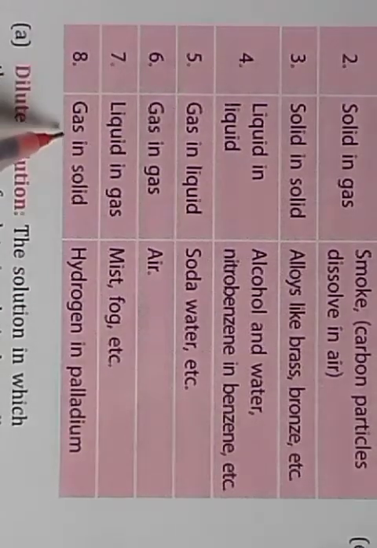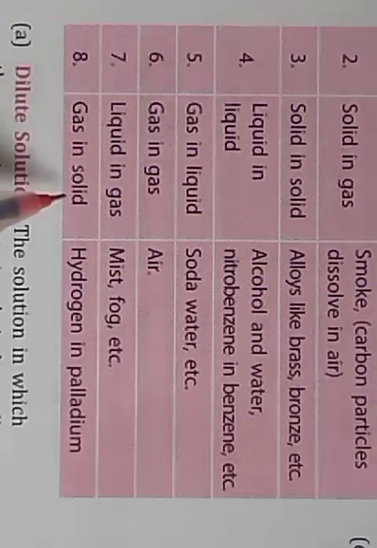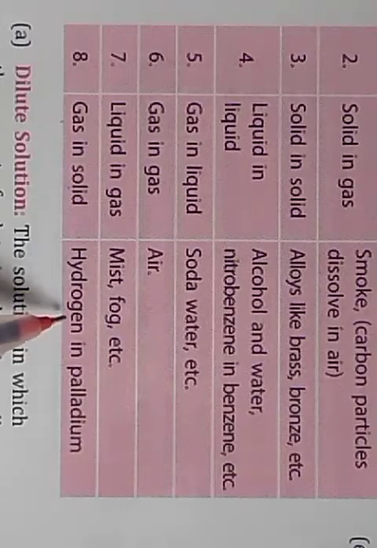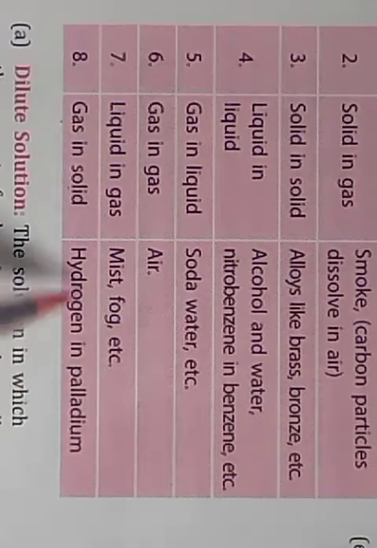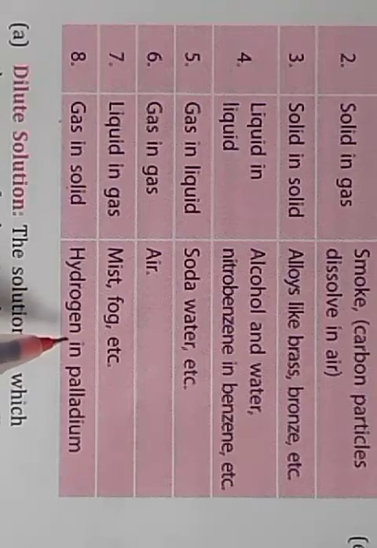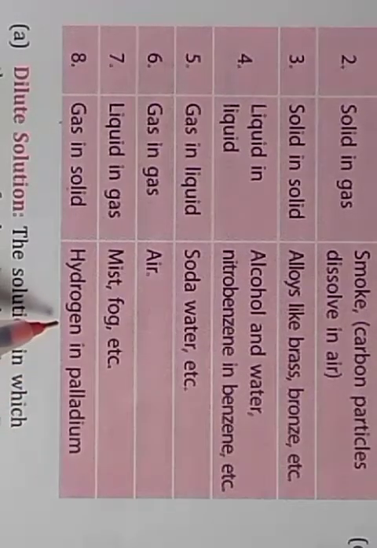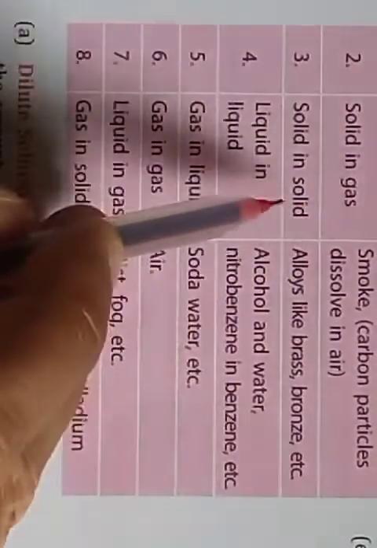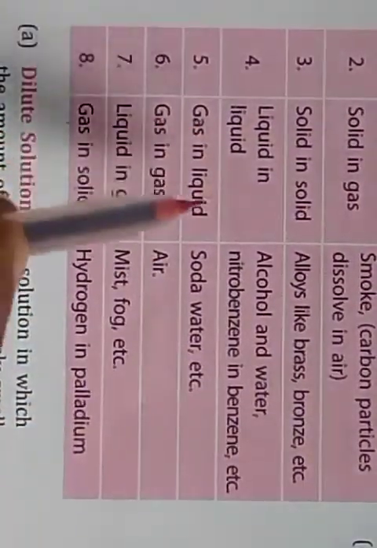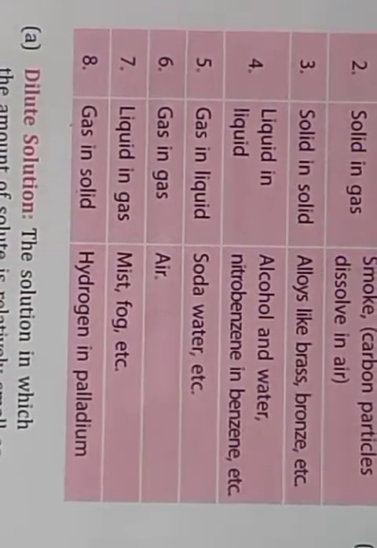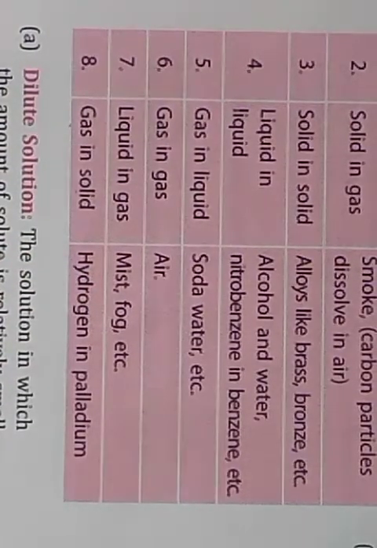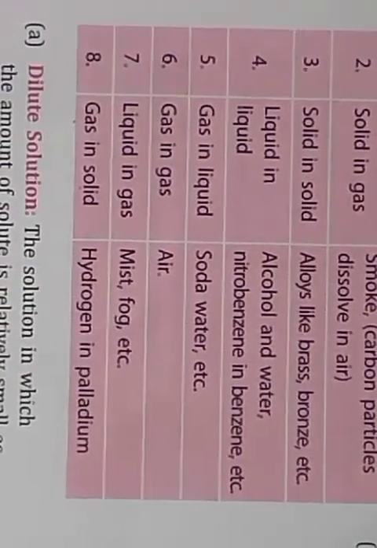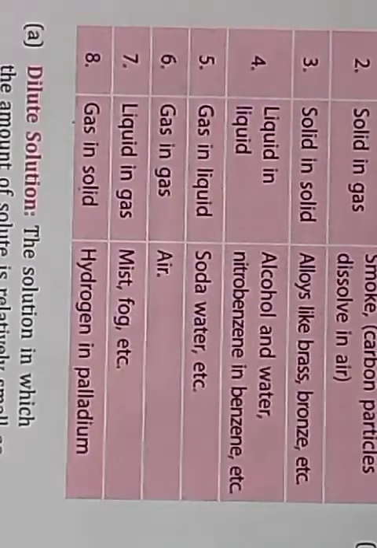Now the next type, gas in solids. When gas dissolves in solid, gas is a solute and solid is a solvent, such as hydrogen in palladium. Generally palladium absorbs the hydrogen. So palladium is a solid and hydrogen is a gas. Now these are all the types on the basis of their state, solid, liquid or gas. That means solid dissolves in what, or gas dissolves in what, or liquid dissolves in what state of matter.